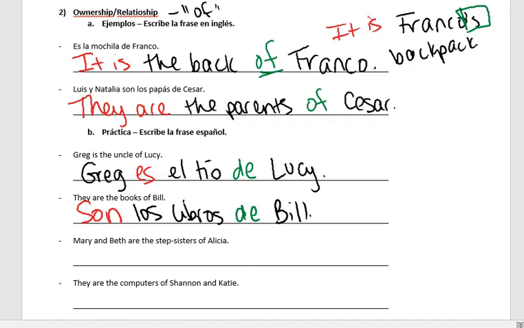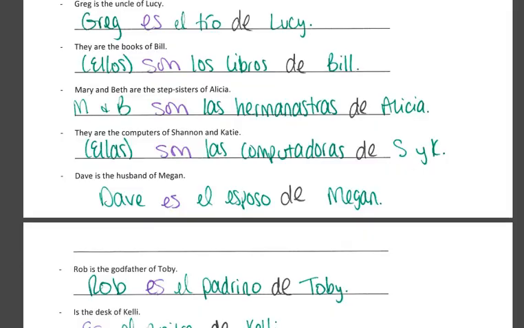And when you are done, I'm going to right now pause the video. When you're done trying this on your own, hit play and check your answers. So Mary and Beth are the stepsisters of Alicia. Mary y Beth son las hermanastras de Alicia. They are the computers of Shannon and Katie. Son las computadoras de Shannon y Katie.